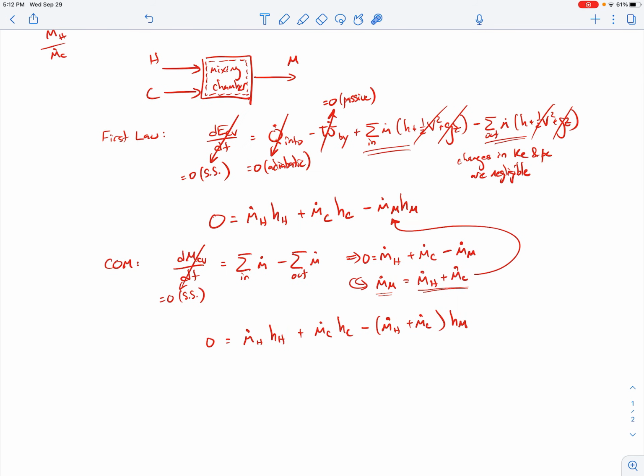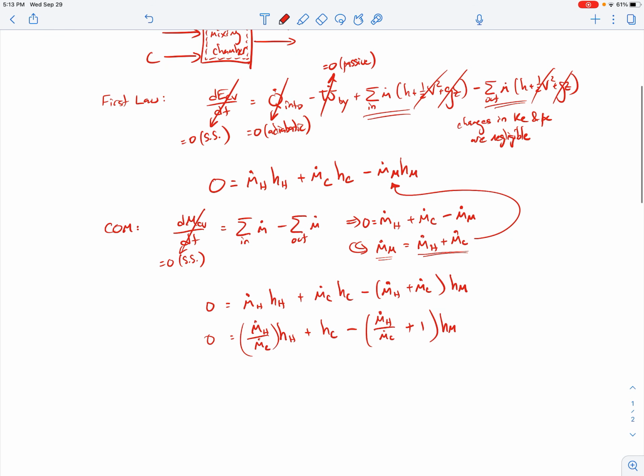So what I'll do down here is I'm just going to divide everything by m dot c, right? So this will be m dot h over m dot c. This one will just be hc because the m dot c cancels out. Here we have m dot h over m dot c plus 1 times hm.